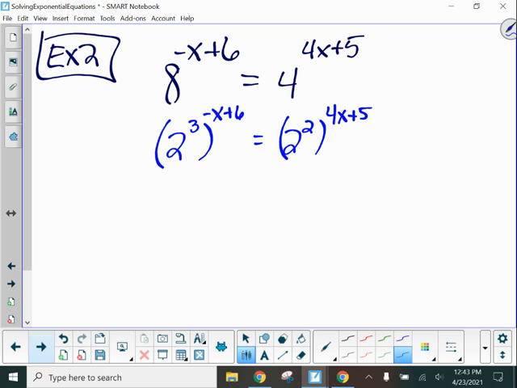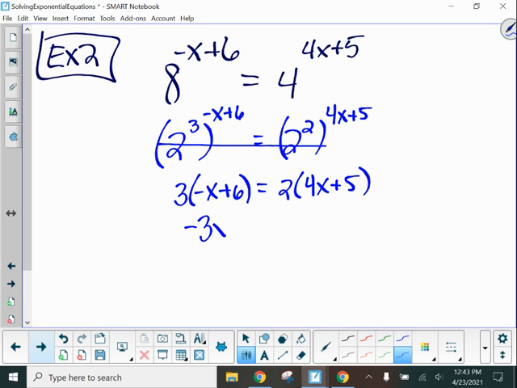So then I'm going to cross out my bases and distribute my exponents. So this is 3 times negative x plus 6 is equal to 2 times 4x plus 5. We distribute.